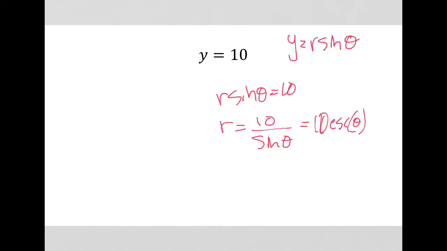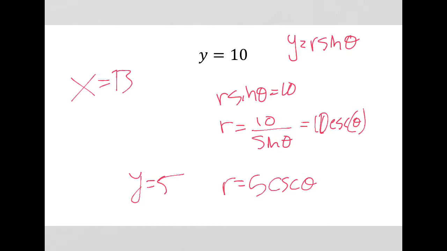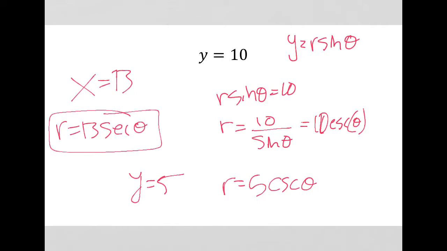So if I wanted a y equals 5 line, I think we could probably write that as r equals 5 times cosecant of theta. Well, what if I wanted a line that said x equals 13, a vertical line? Well, maybe you can prove this, but my guess is we would have r equals 13 times the secant of theta. So hopefully you're noticing some patterns here, and let's go ahead and look at that last problem.